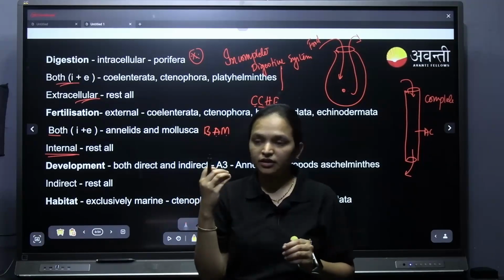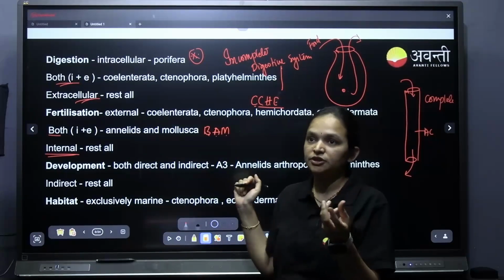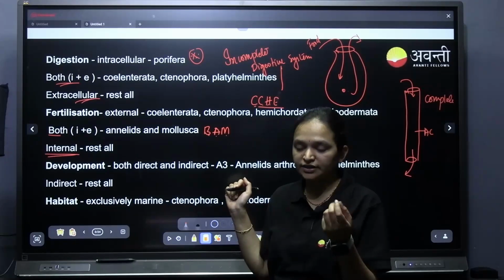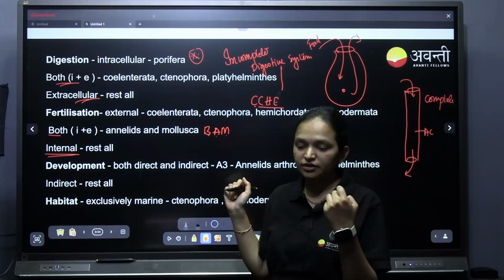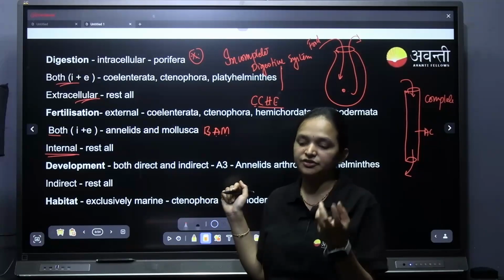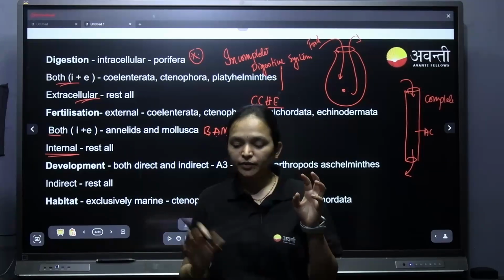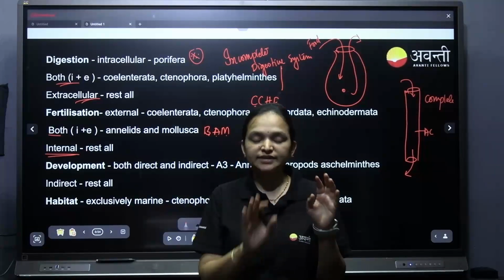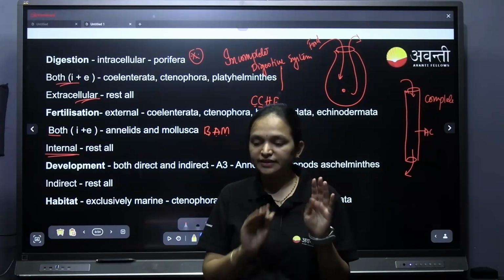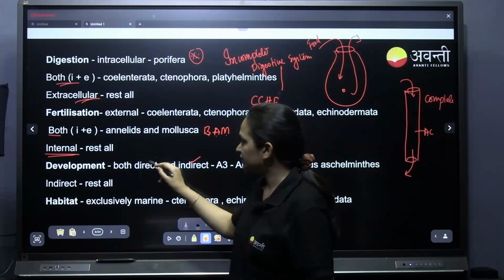For example, in arthropods, any other example? The cockroach has a nymphal stage, not larval stage, but they have a nymphal stage. So it is not a direct development, we can call it indirect development. The immediate young ones do not resemble the parent. Only as adults; the young ones will not be resembling the parent, that is what we call indirect.